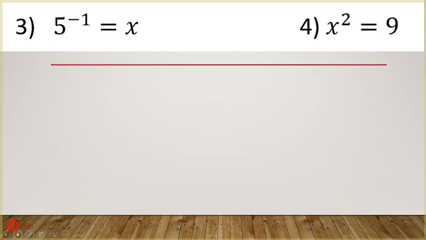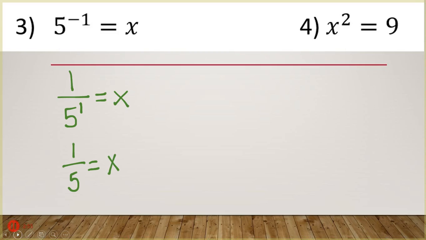So let's keep in mind what the exponent rule says when you have a negative exponent. When you have a negative exponent, in order to make that exponent positive, we move it to the denominator. So this becomes 1 over 5 to the positive 1 is equal to x. 5 to the positive 1 is 5. So our answer is simply x equals 1/5.